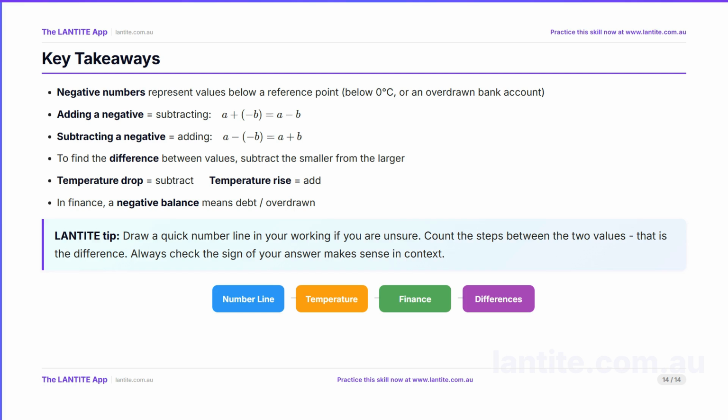A temperature that dropped should be lower, and spending more than you have should leave you with a negative balance. Good luck with your practice.